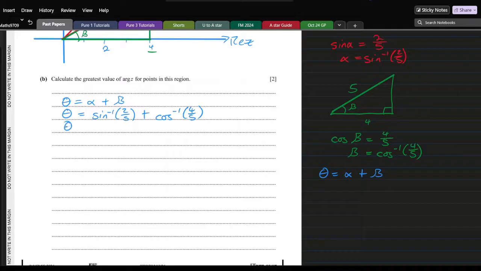So we can punch that into the calculator. That's arcsine of 2 over 5 plus arc cos of 4 over 5. And that gives us 1.06 radians. And this here would be the greatest value of arg z.